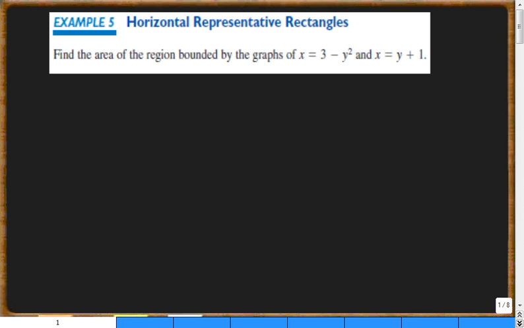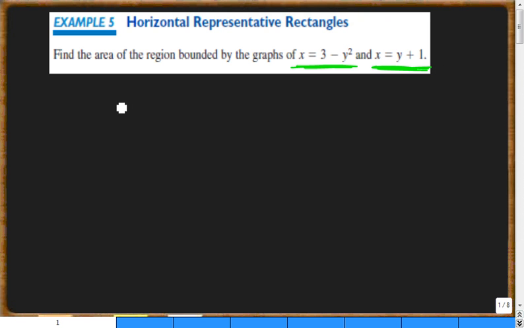Okay, so now we're going to look at example number 5, which talks about horizontal representative rectangles. So what that means is that we're going to be integrating in terms of y instead of x, because our area is going to have lines that add up, the lines are going to be horizontal. So we have our two functions. We've got x equals 3 minus y squared, and x equals y plus 1.